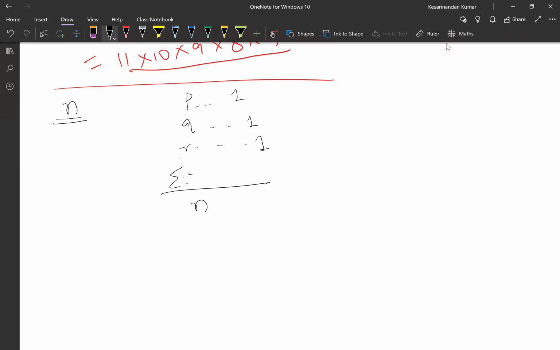So now the total number of arrangements that you can get in this, with no restrictions, will be n factorial by p factorial upon q factorial upon r factorial.